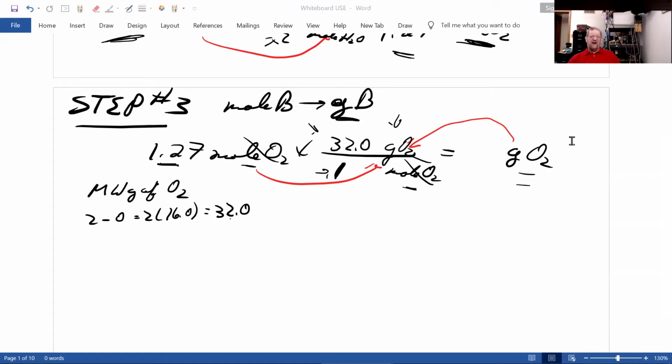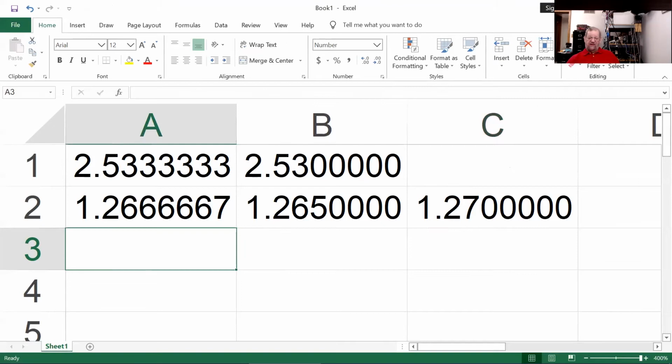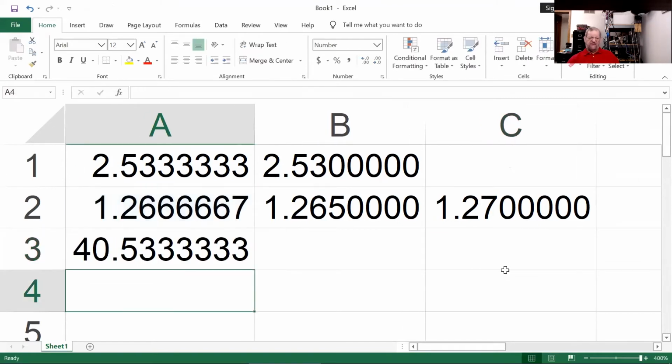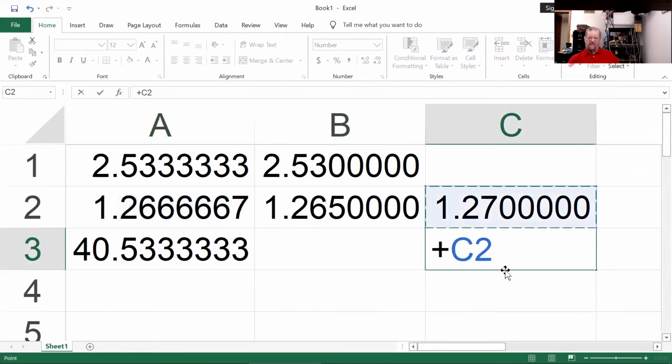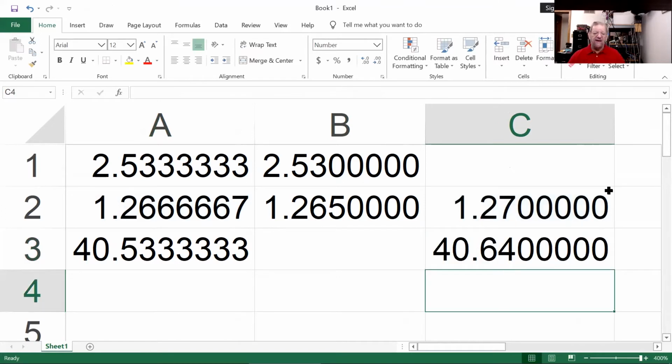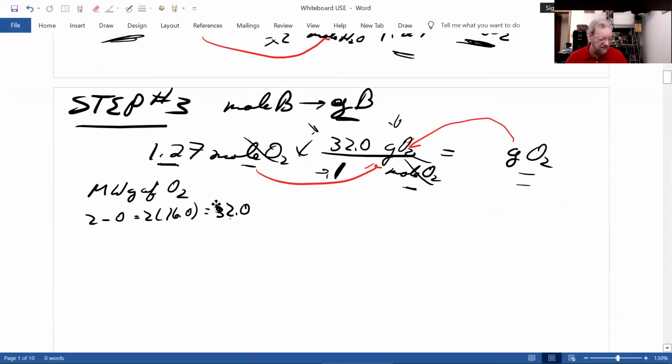So I'm going to go back to my calculator. And now multiply this times 32.0. Do the same over here. And now I round both of these off to three significant figures. Now in column A, doing it at the end, I would get 40.5. In column C, I would get 40.6. Which is the right answer? Both would be on my test. And on my answer key, when we go over this, I would have both here, and those would be the correct answer.